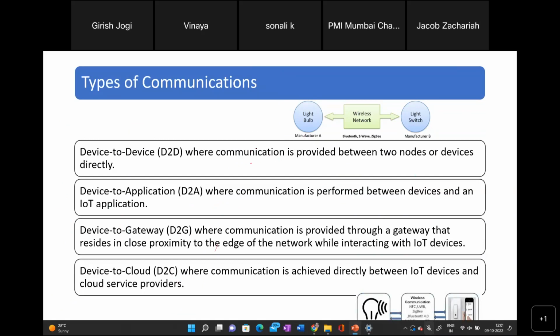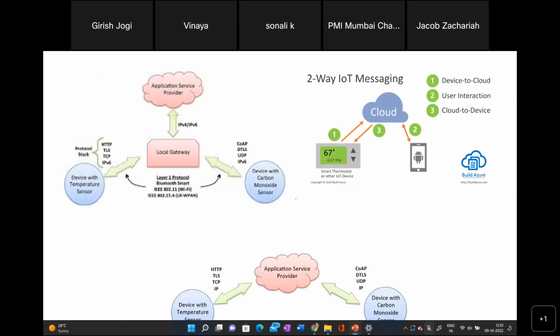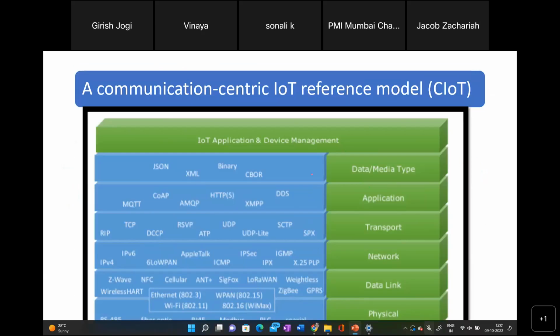Depending on how you are connecting the things, there is a requirement of protocols. If my application requires that I use a local gateway and then connect the data to the server, or if my application requires that I connect my device directly to the cloud so it can be accessed by others, depending on my application requirement, there are different protocols. So now this is called a communication-centric IoT reference model or architecture.